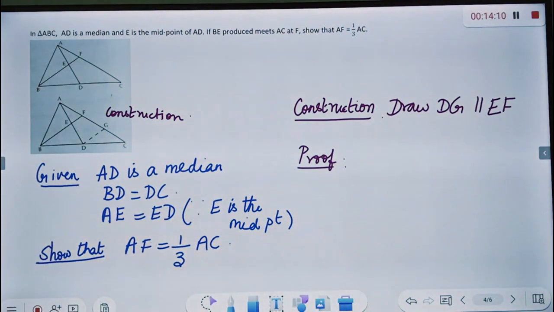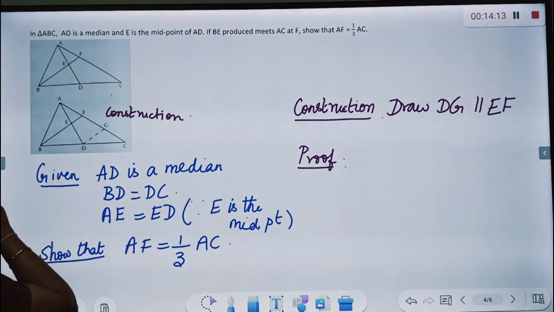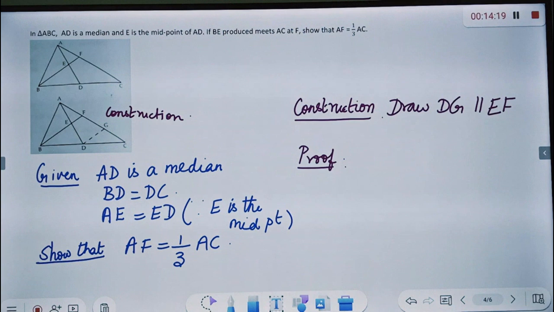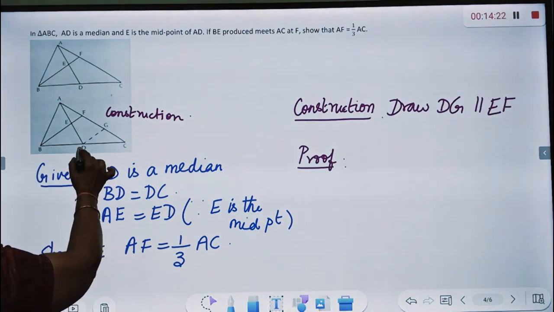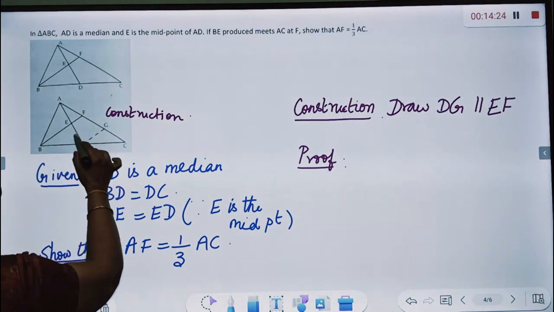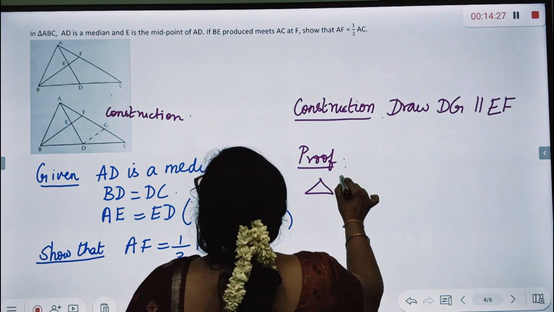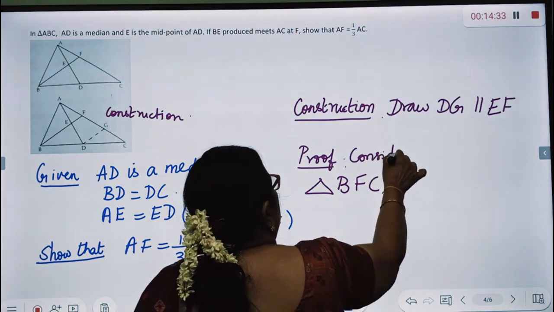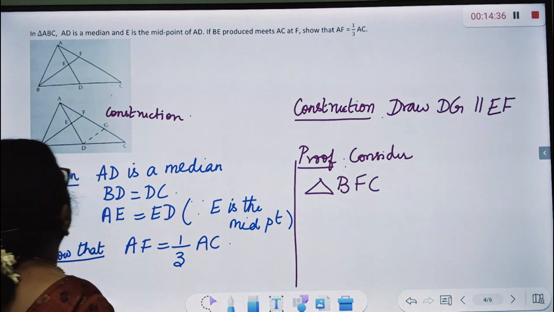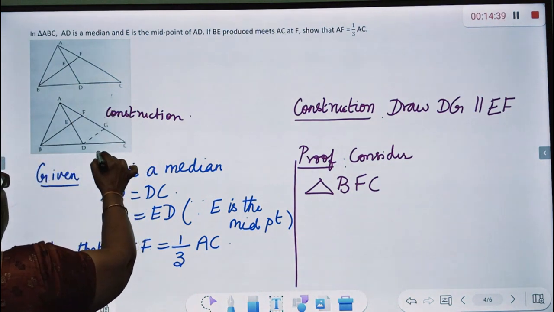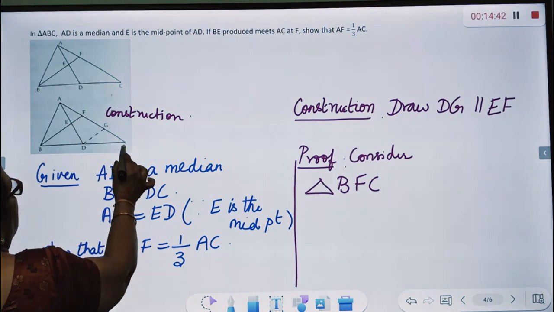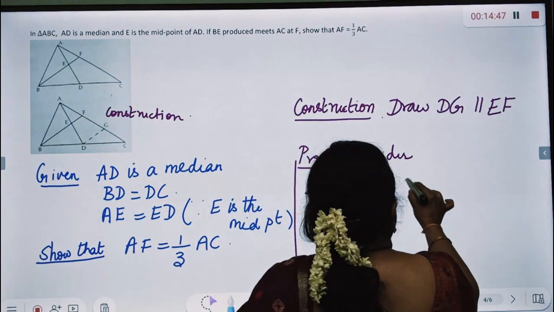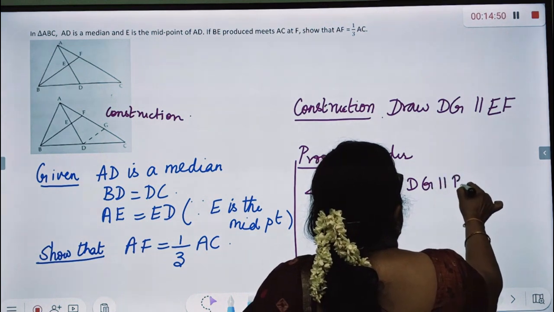Now, look at this triangle. What is the first thing you are given? D is a midpoint. So consider triangle BFC. Now what do you have? DG is parallel to EF, so it's parallel to BF. DG is parallel to BF.